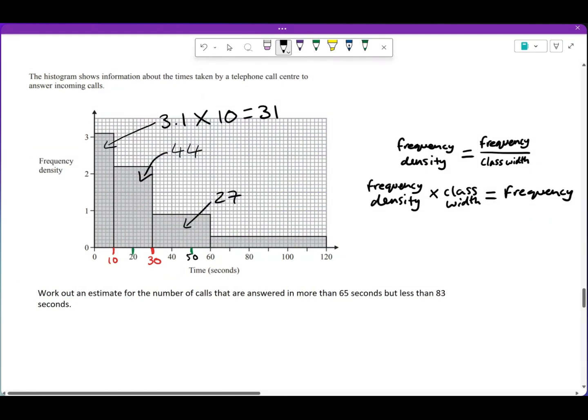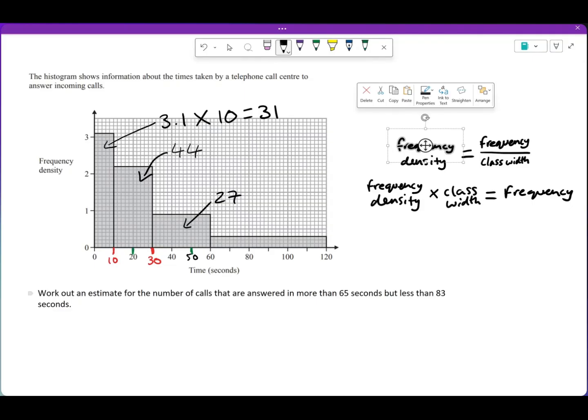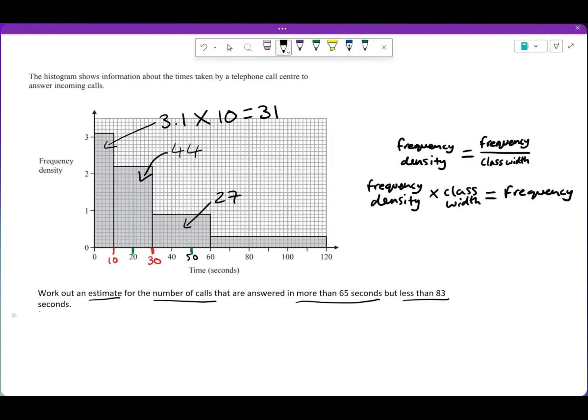Right, so we've got one more question here. We've got the same scenario. I've left the frequencies I have calculated on the diagram. It says work out an estimate for the number of calls that are answered in more than 65 seconds, but less than 83 seconds. So let's go to my diagram and figure out where's 65 and where's 83.